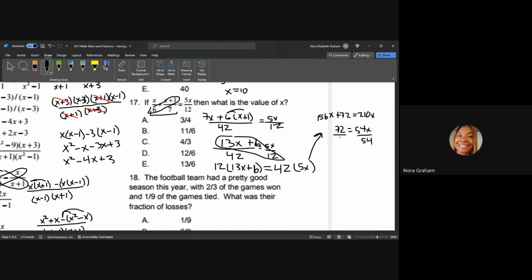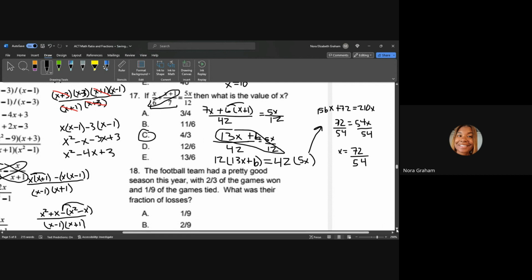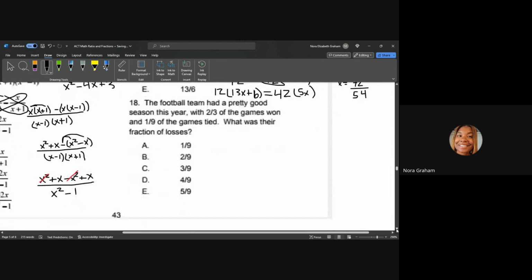Divide both sides by 54. Right. So you're going to get x equals 72 over 54. But if you reduce this fraction, you can divide the top and the bottom by 18. And then you're going to get 4 over 3, which is C. Okay. And that's just reducing this fraction. All right. And so let's do the last one so I don't run out of time.